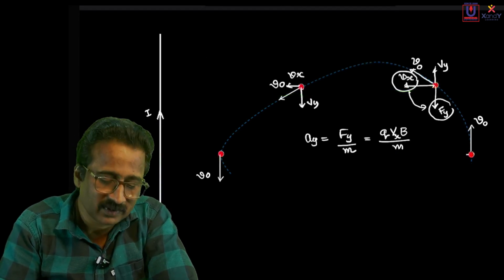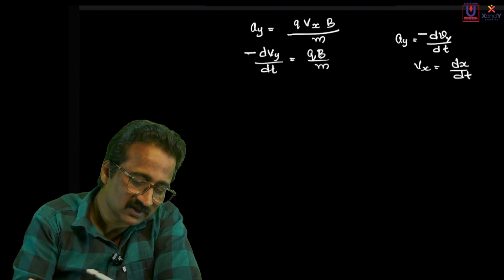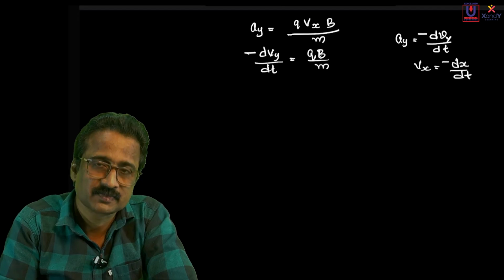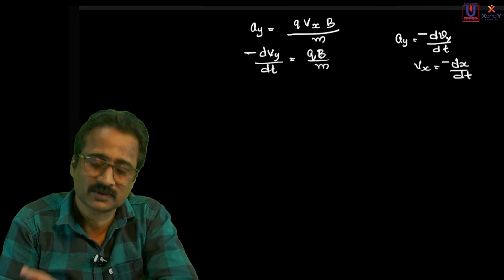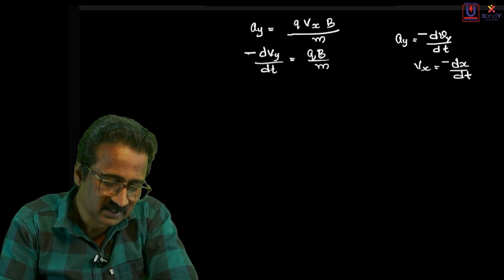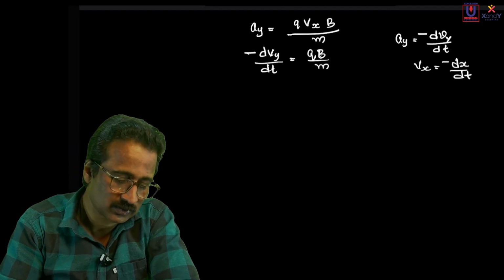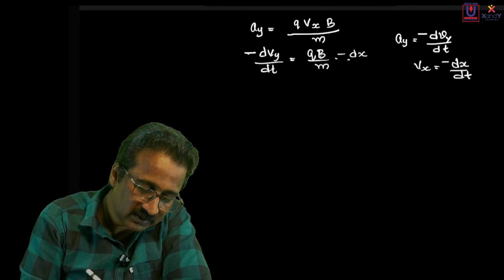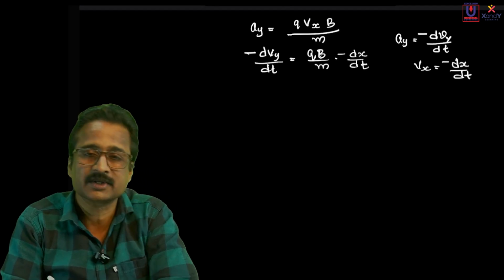So x is keeping on decreasing. As x is decreasing, of course, vx must be given as minus dx by dt, because x is decreasing here. So in order to compensate for that, I have put a negative sign also. So let me put that Vx as minus of dx divided by dt. This is the way I have rewritten Vx.